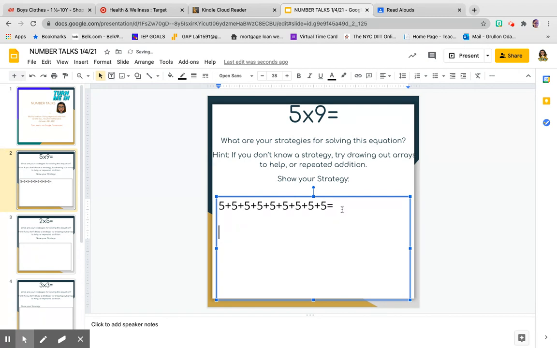To do this, it's going to be easy for me because I know how to skip count by 5. So I can do 5, 10, 15, 20, 25, 30, 35, 40, 45. So 5 times 9 is 45. Is that what you guys got? I bet it was. All right, let's try another one.